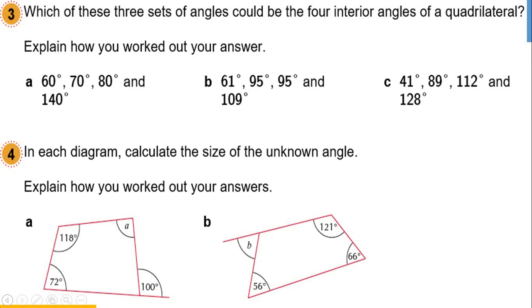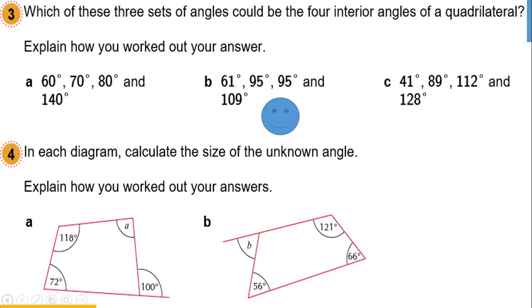If you have a look at the second one, add all those together, they will be 360 degrees, so we'll take that. And on the last one, adding all those together, we end up with 370 degrees in total, so it cannot be a quadrilateral, so it's just part B.